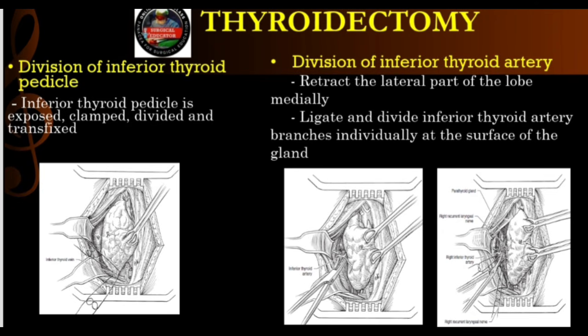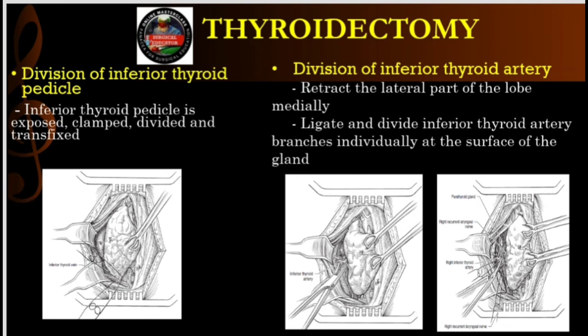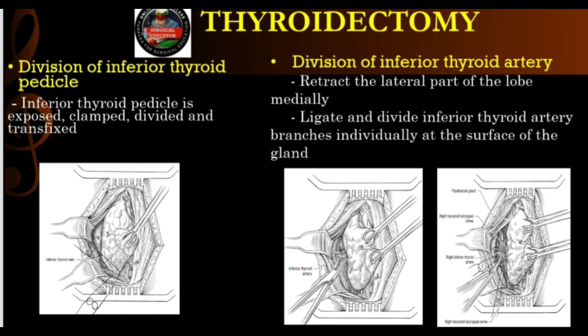The lifeline. And neighbor to the most precious structures in the neck. The instructions are so specific here. Ligate and divide inferior thyroid artery branches individually at the surface of the gland. This is the second golden rule of thyroid surgery. It's the exact opposite of the first rule.